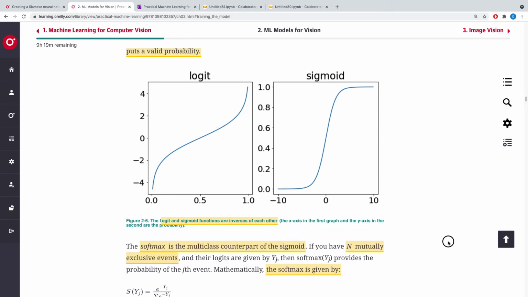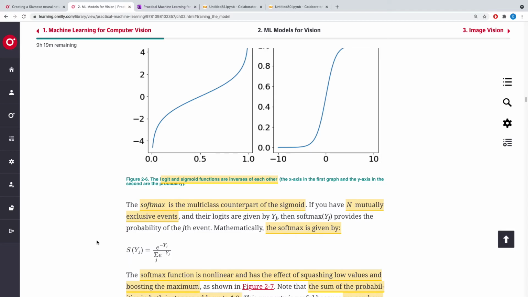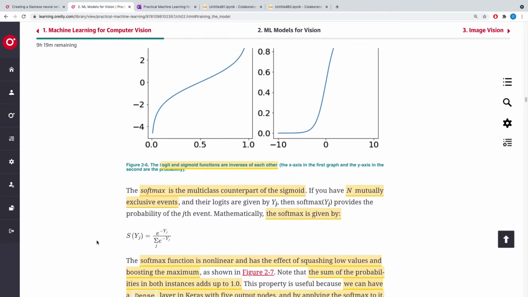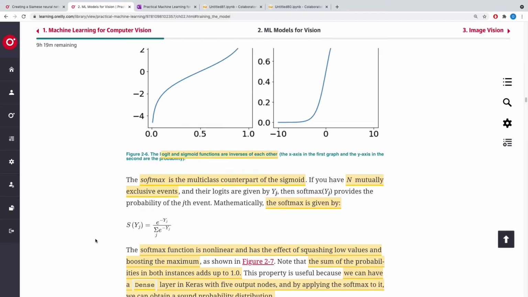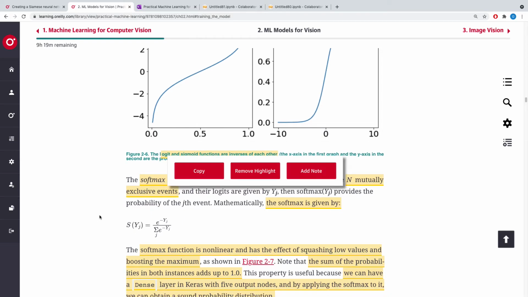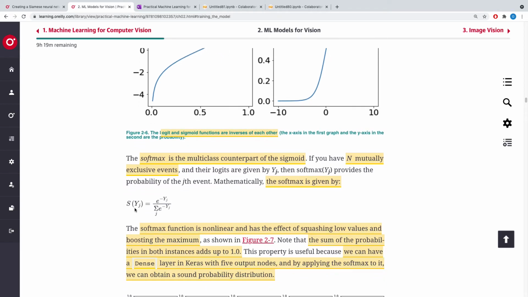Now the softmax is just like the sigmoid, but it works on more than 2 classes. As I call it, it is the multi-class counterpart of the sigmoid. If we have n mutually exclusive events with logits given, this is the mathematical representation of the softmax.